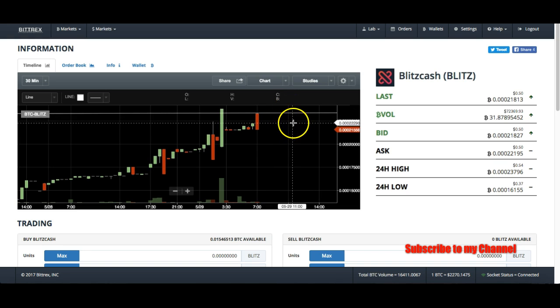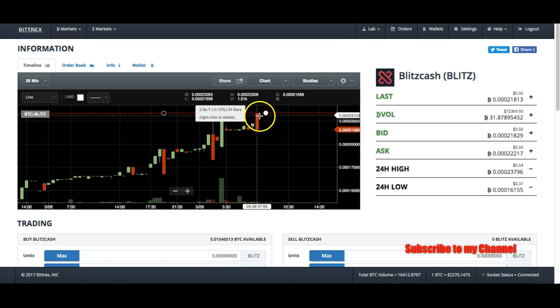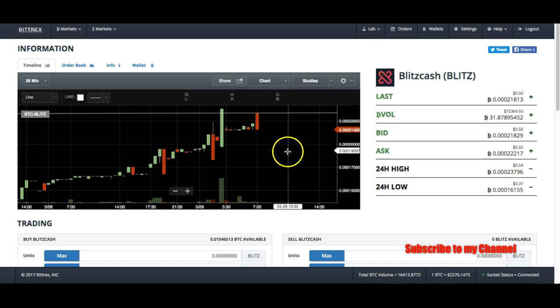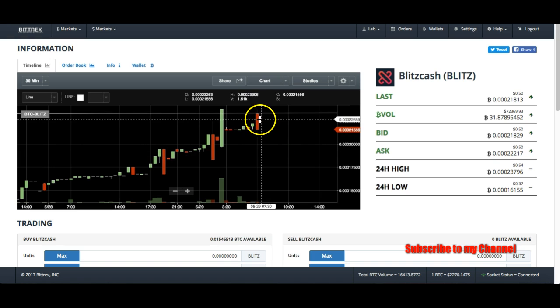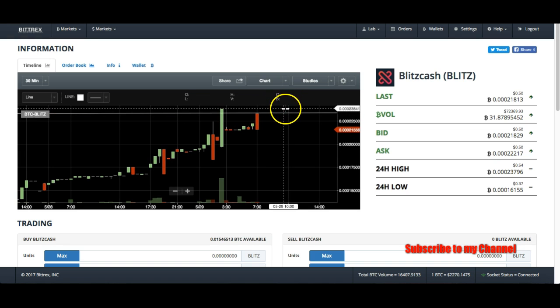All right. When you're trading currencies, when you're doing cryptocurrency trading, it's not like Forex. You can make money off a downward decline with Forex. But with cryptocurrency, you only make money on an upward incline.